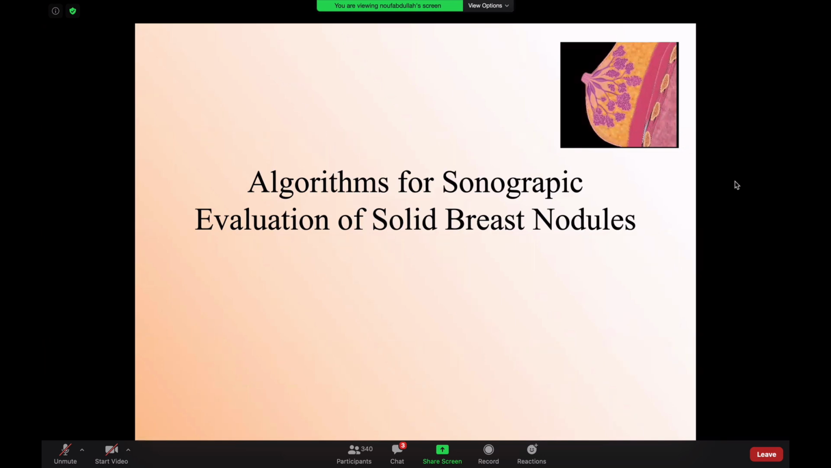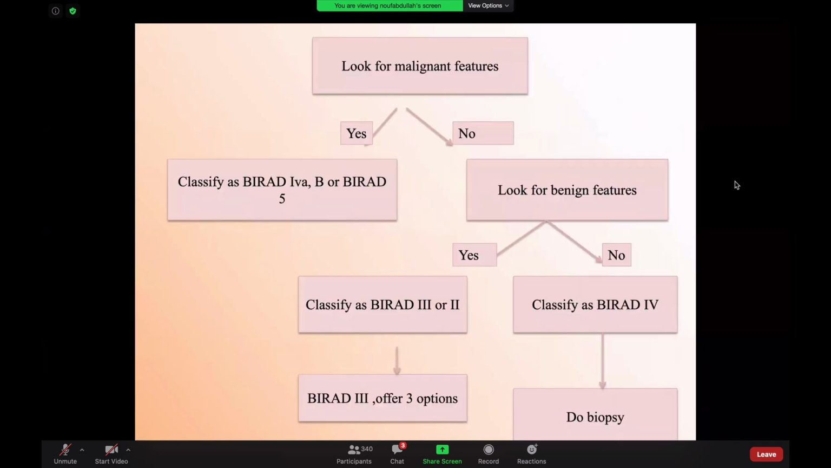So what should I do in characterization of a lesion when I look at a lesion on ultrasound? The first thing, as I said before, look for the classic malignant findings. If you have a classic malignant, spiculated lesion, heterogeneous lesion, microlobulation, angular margin, it's easy. It's a BI-RADS 4 or 5.